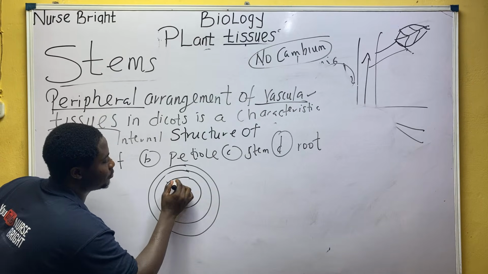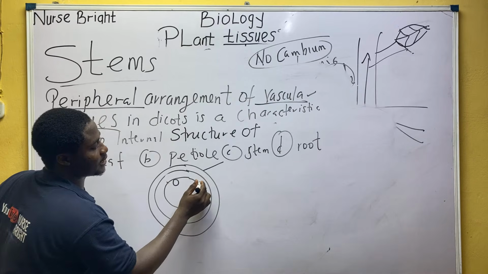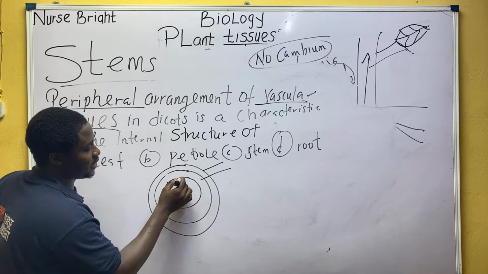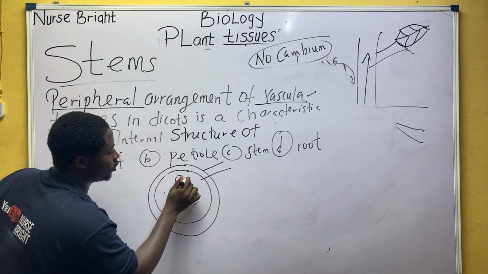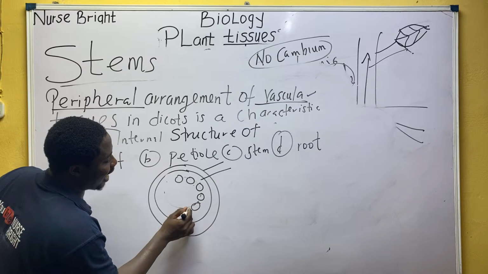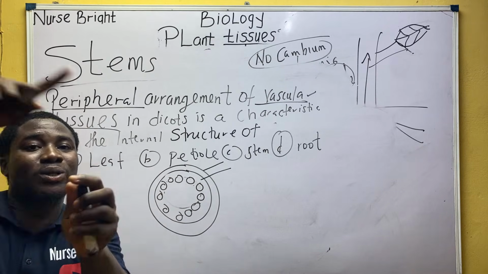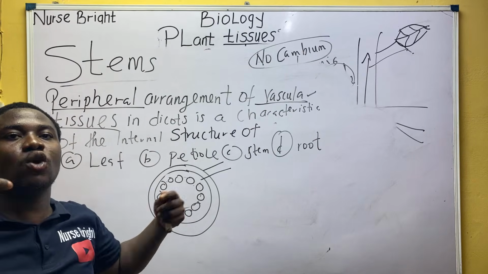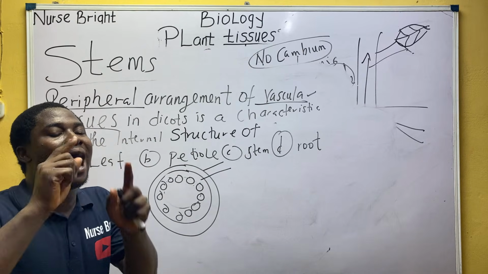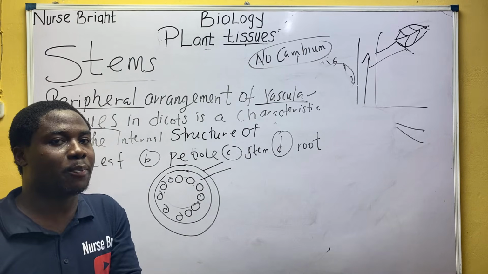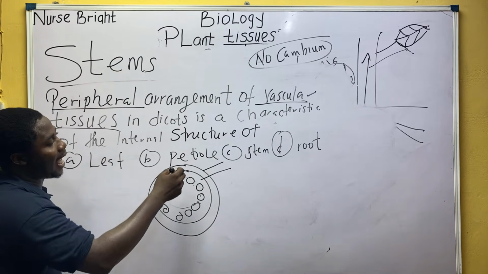This is the cortex now. This is the epidermis. This is the cortex region. These are the vascular bundles, or vascular tissues, which are arranged in the outer region. When something is peripheral, it's arranged towards the outside, not inside. In the dicot stem, are those going inside? Look at that diagram. And the xylem is star shaped for a dicot. So when they are peripheral, they are outer.